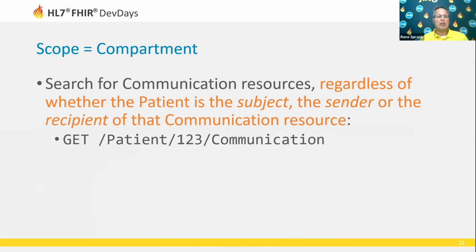Another example, we have a FHIR resource called communication. That's a bit like an equivalent of an email or a chat message, if you look at that in detail. So let's say I want to find all communication resources, regardless of whether the patient is a subject of the conversation, the sender of the chat message or whatever, or the recipient of that communication. So GET /Patient/123/Communication just gets me everything, regardless of how that patient is involved.